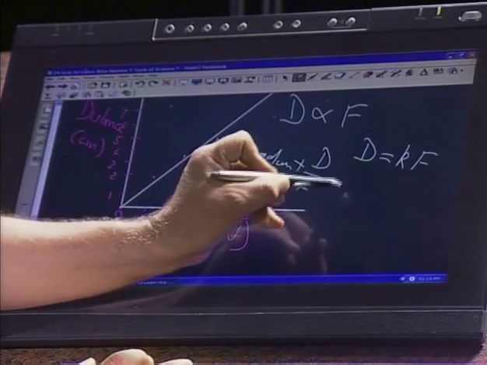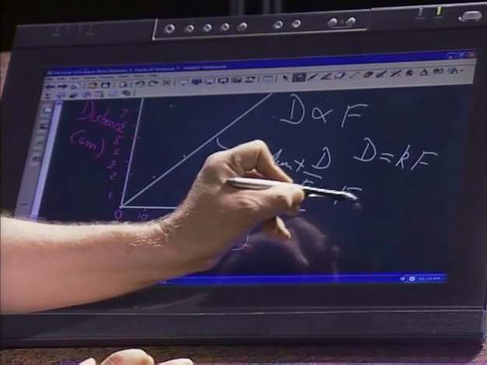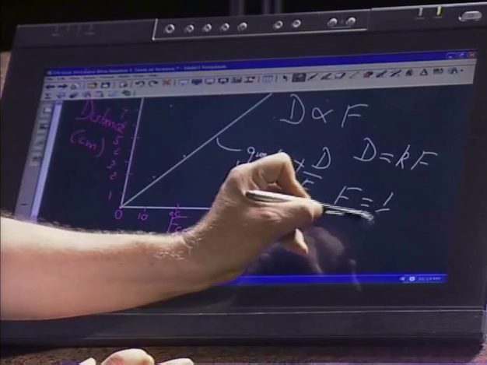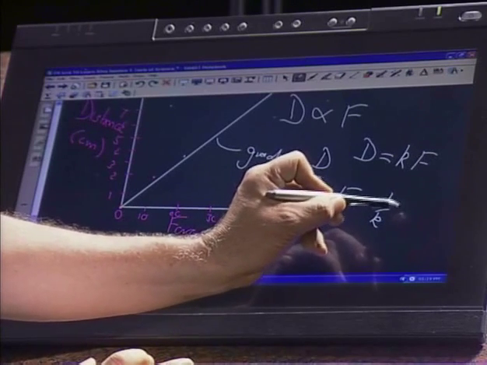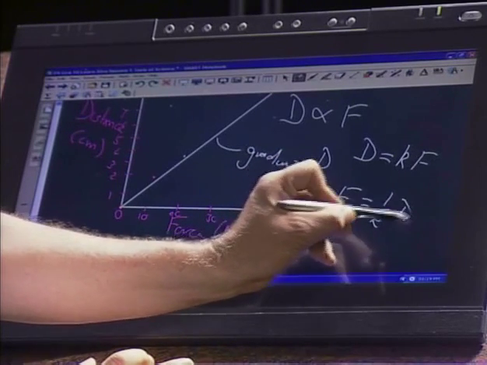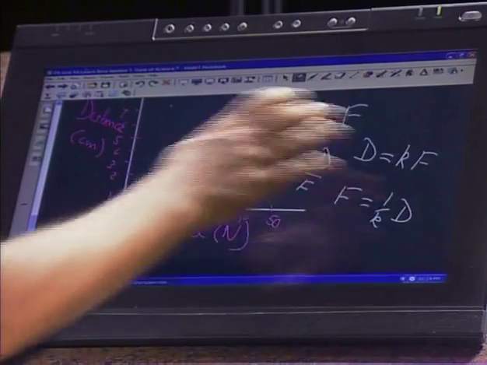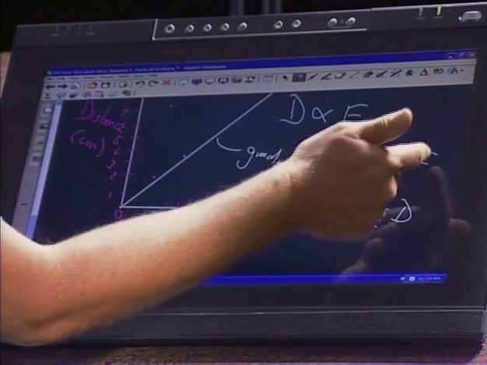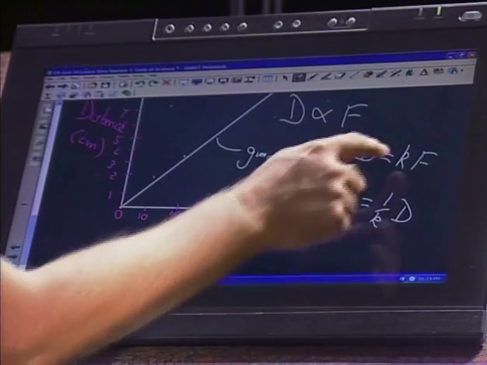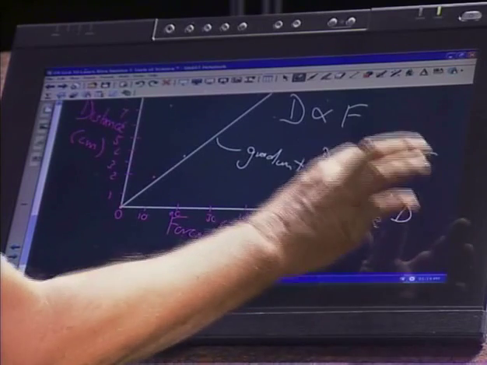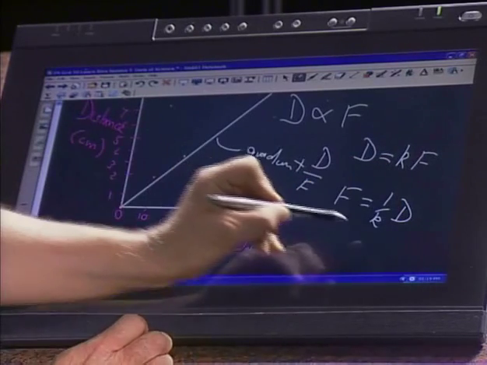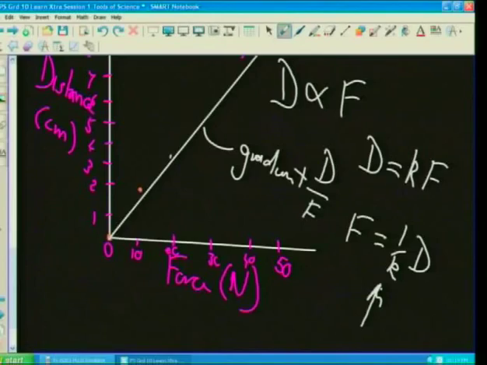What Hooke did, he actually said force is equal to 1 over that constant times distance. So you can write it around the other way, just making force the subject of the formula, divided by 1 over k. It's still a constant. This is known as the spring constant.